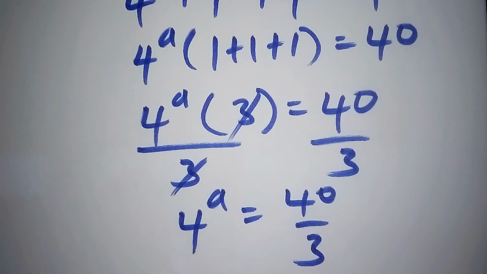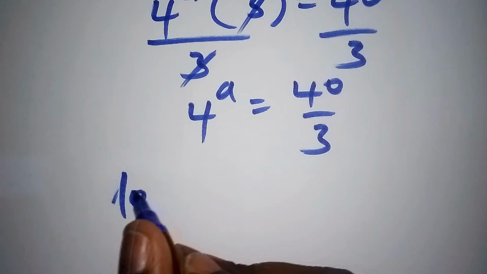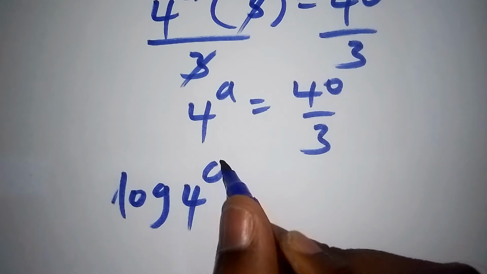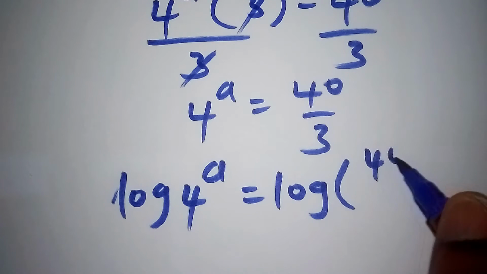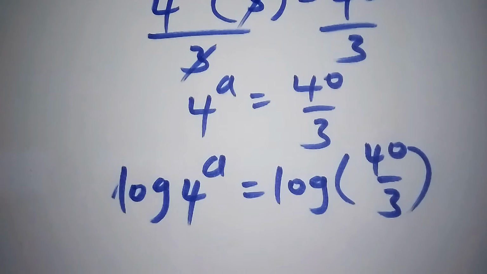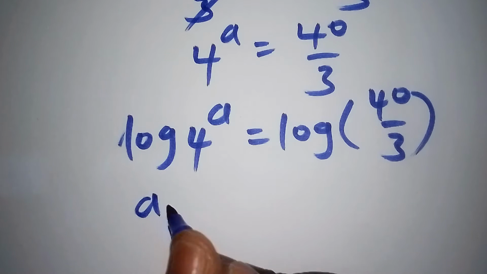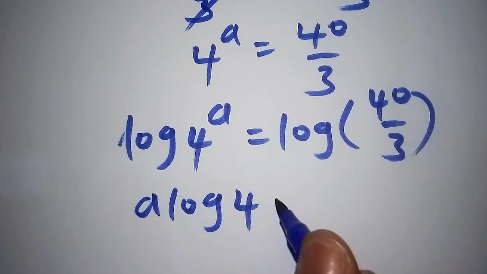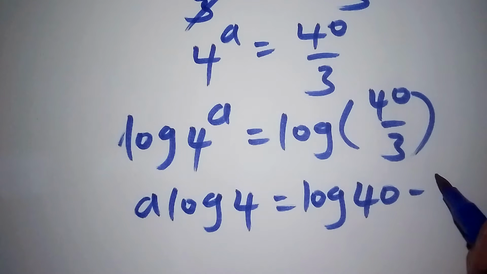What is the quickest way of solving this maths problem? Let's introduce the log on both sides. We shall now have the log of 4 to the power of a is equal to the log of bracket 40 all over 3. This can be written as a, the log of 4, is equal to the log of 40 minus the log of 3.